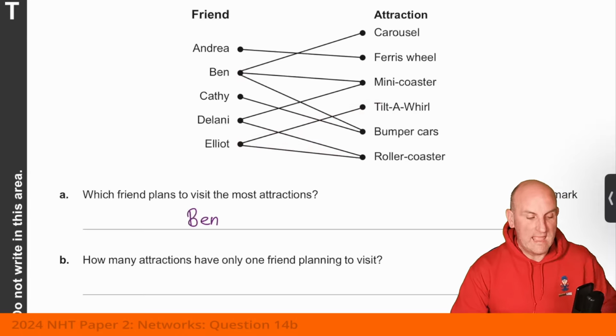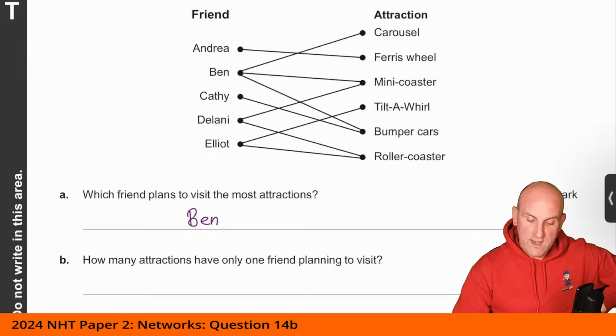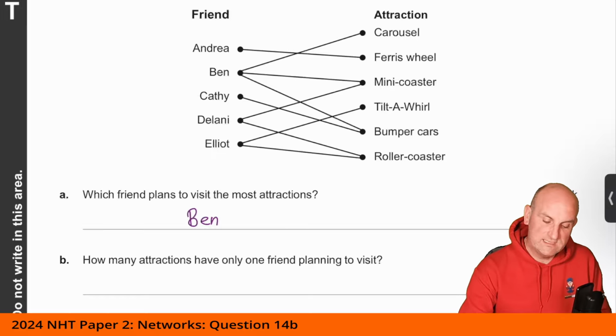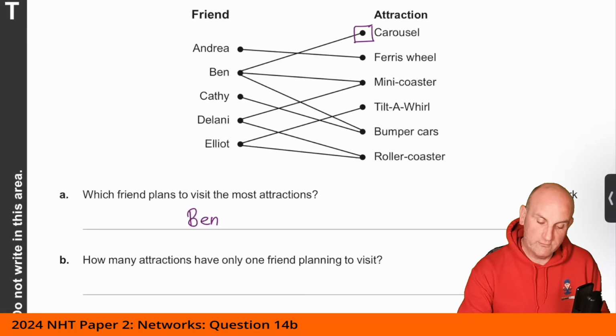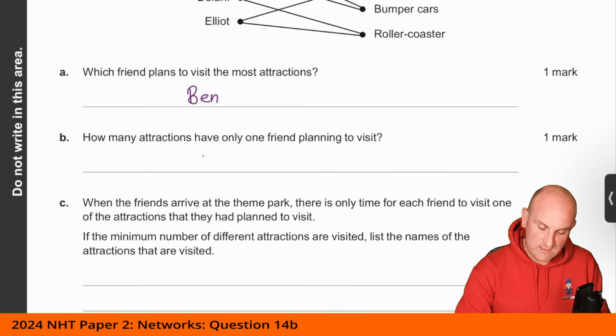Thank you, Ben. How many attractions have only 1 friend planning to visit? Well, that's really saying how many attractions have only got 1 line coming into it. Well, Ferris wheel. Let's try again. Carousel, the Ferris wheel, and the tilt-a-wheel. There we go. So again, nice question to start with.